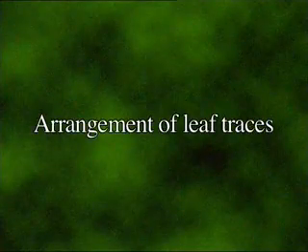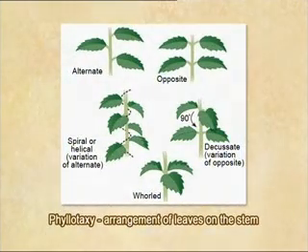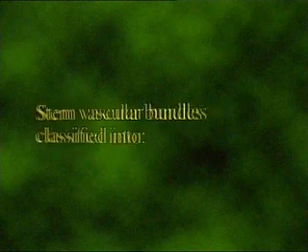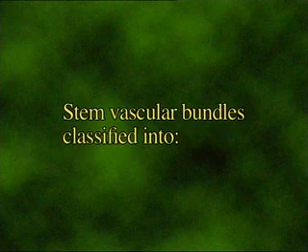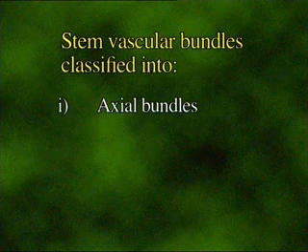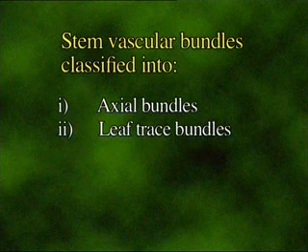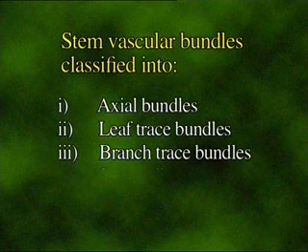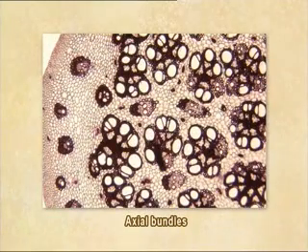Now, arrangement of leaf traces. The arrangement of leaf traces and their complexes varies in different groups of plants and is related to the phyllotaxis. The phenomenon is well understood when we study the vascular bundles in a stem. Stem vascular bundles are commonly classified into first, axial bundles, second, leaf trace bundles, third, branch trace bundles and fourth, sympodia. Now, an axial bundle is also called a cauline bundle or common bundle.